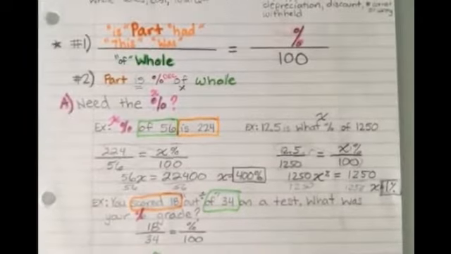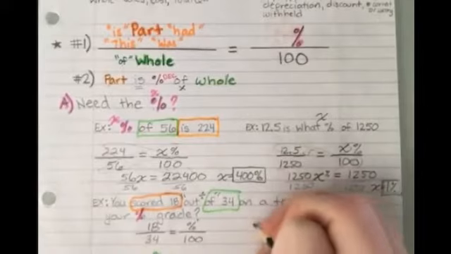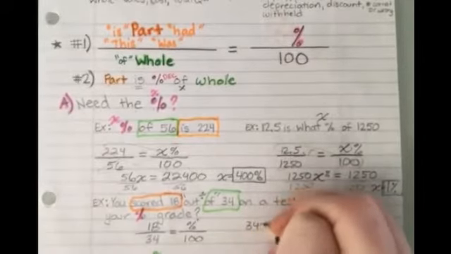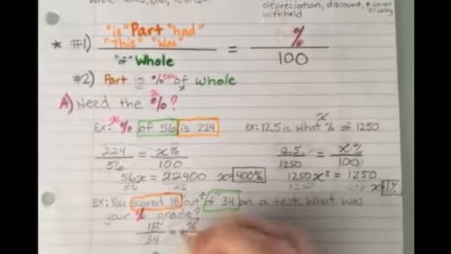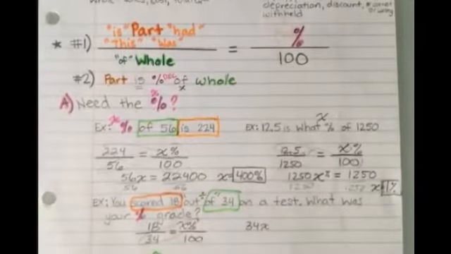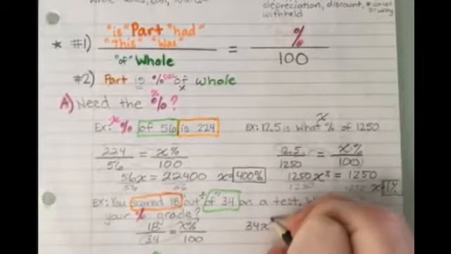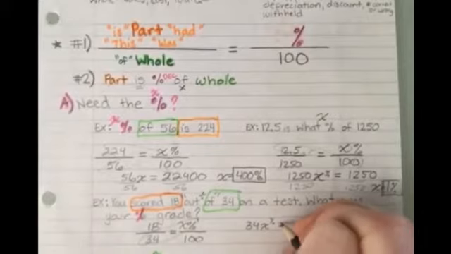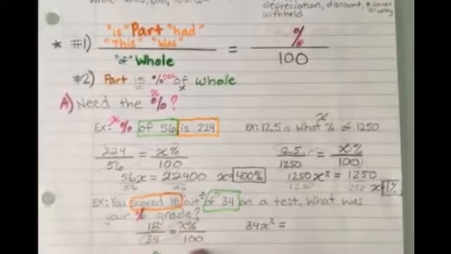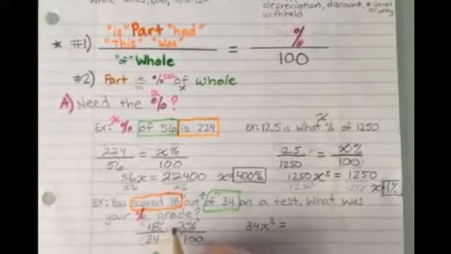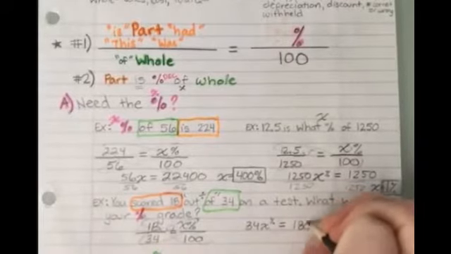All right, now you need to do cross products. So you know it's going to be 34x because, again, the variable goes there, so that's what we're missing. Don't forget your answer is going to be expressed as a percent. And that equals 18 times 100. That's 2 place values. So that's 1,800.